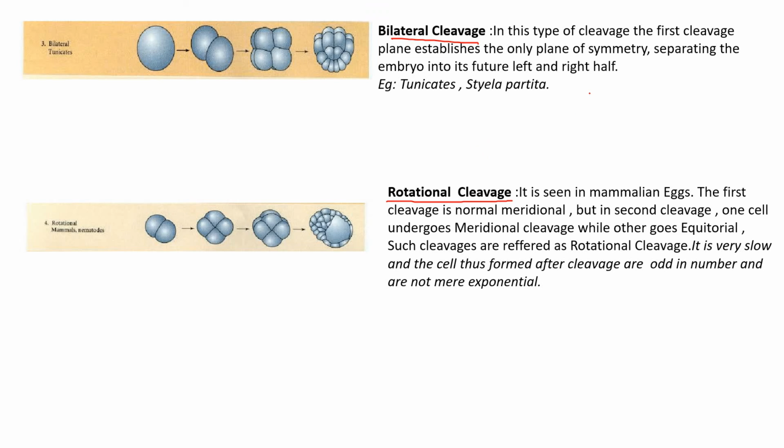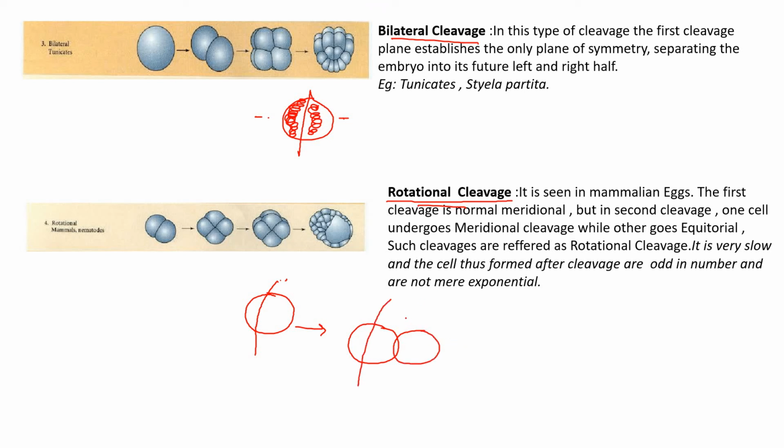Bilateral cleavage: here, once the egg is divided, the right and left portions of the organism are decided or determined. The left cell will always form the left part, and the right cell will always form the right part of that particular organism. In rotational cleavage, the cleavage pattern goes on changing. If the first cleavage is meridional, it will result in two cells, and these two cells will now undergo different cleavage patterns. One will be meridional, another will be equatorial, and this will continue.